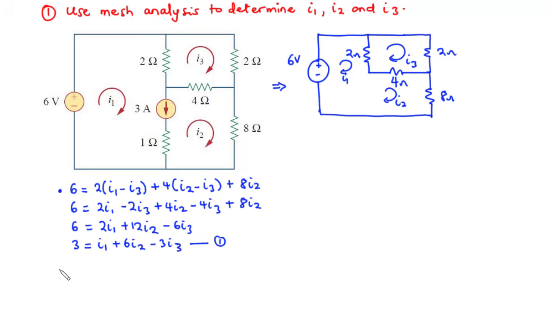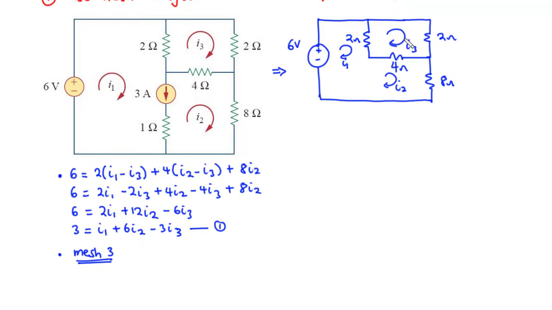Again, applying KVL to mesh 3. So for mesh 3, we know that the source voltage is 0.